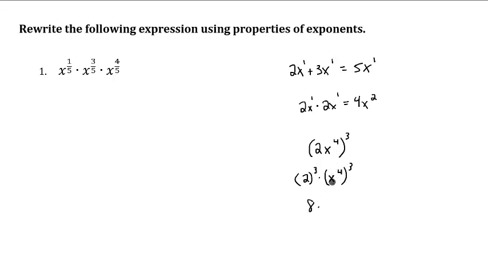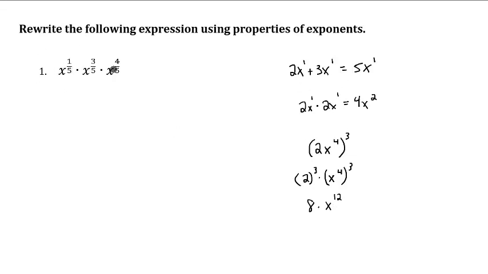And now whenever we have a power raised to another power, we do multiplication. So 4 times 3 is going to be 12. And that would be my final answer. I'm going to refer back to this a couple times. So let's go back to question number 1.